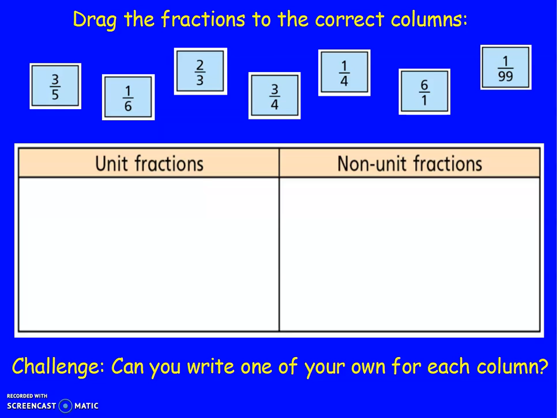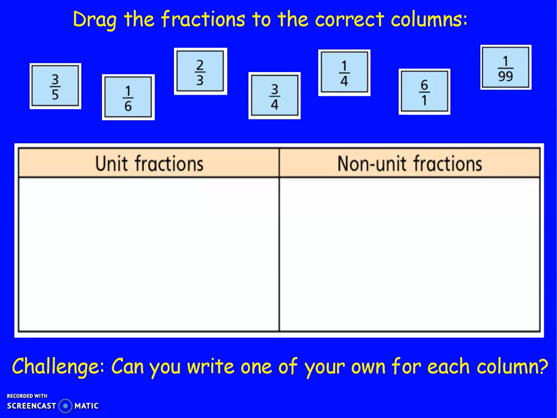Okay, what I want you to do now is draw this table into your book. Use your ruler and one heading should say unit fractions and one heading should say non-unit fractions. And you're going to have a look at these fractions at the top and see which column you think they belong in. Remember that unit fractions will always have a numerator of 1.